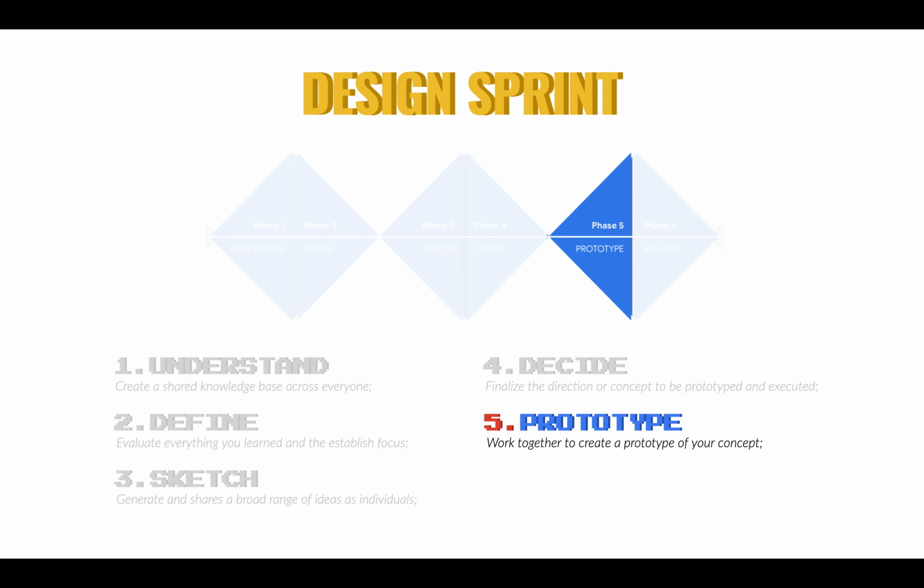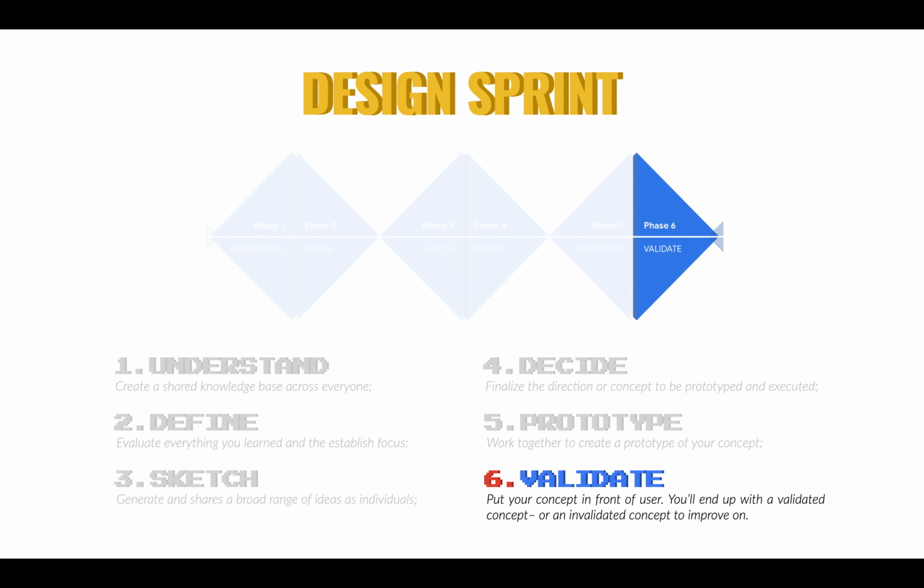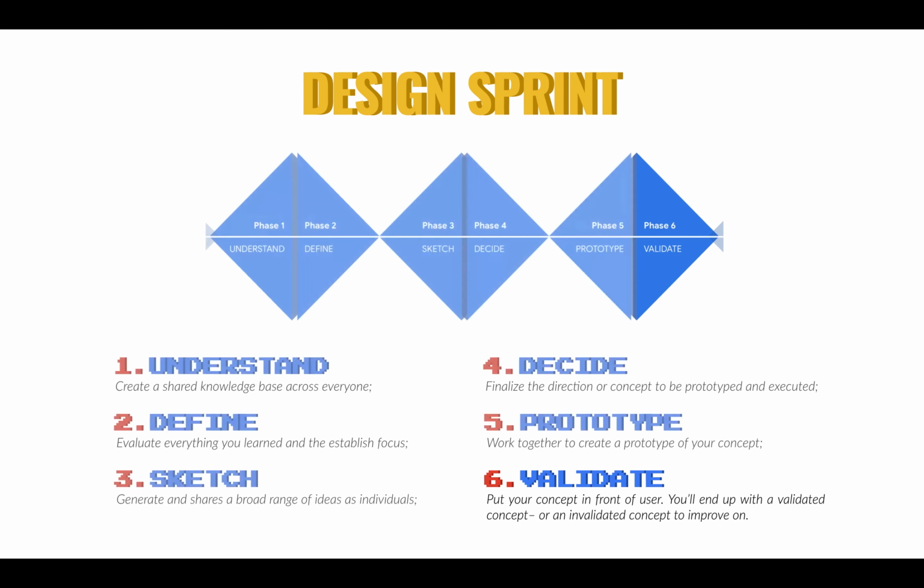Once you decide this, you go to the next phase, which is the prototype. You're going to work together to create a prototype of your concept to finally validate if this is the right direction or not. You're going to put your concept in front of the users and you end up with a validated concept or an invalidated concept to improve on. In both cases, you learn and improve a lot using the whole design sprint methodology.